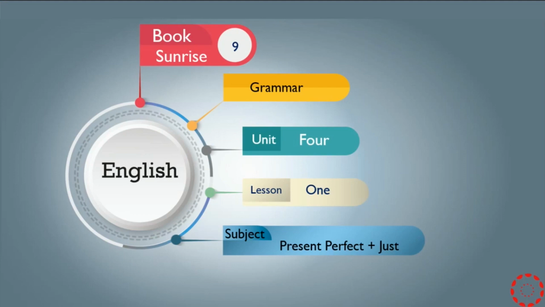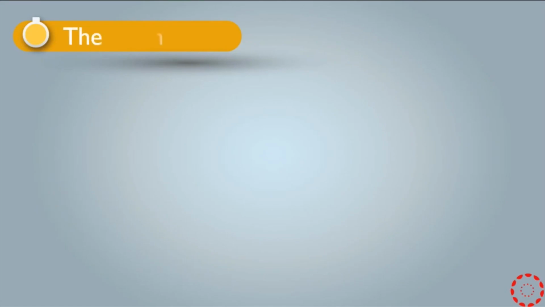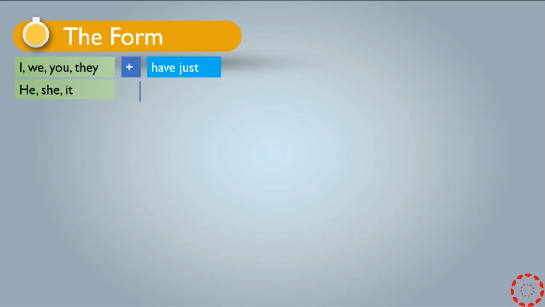Okay, so let us see what is present perfect with just, and what is the rule of the present perfect with just. We have the form I, we, you, they with have just, and he, she, it with has just. It means whenever our subject is one of this family, for example I, we, you, they, we always use have just, and when it is he, she, it, the third person singular, we use has just. It always has to be just with have, so we cannot separate just from have.